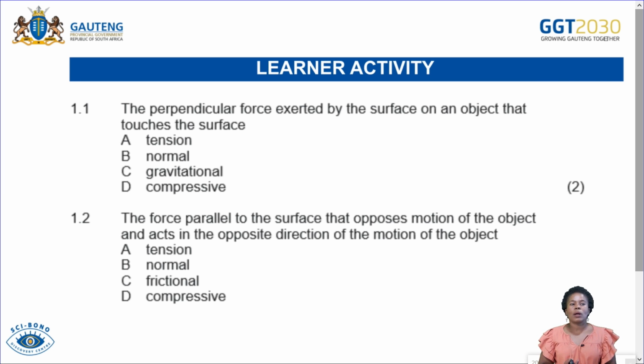Okay, 1.2, the force parallel to the surface that opposes the motion of the object and acts in the opposite direction of the motion of the object, is it tension? Is it normal? Is it frictional? Or is it compressive? Okay.